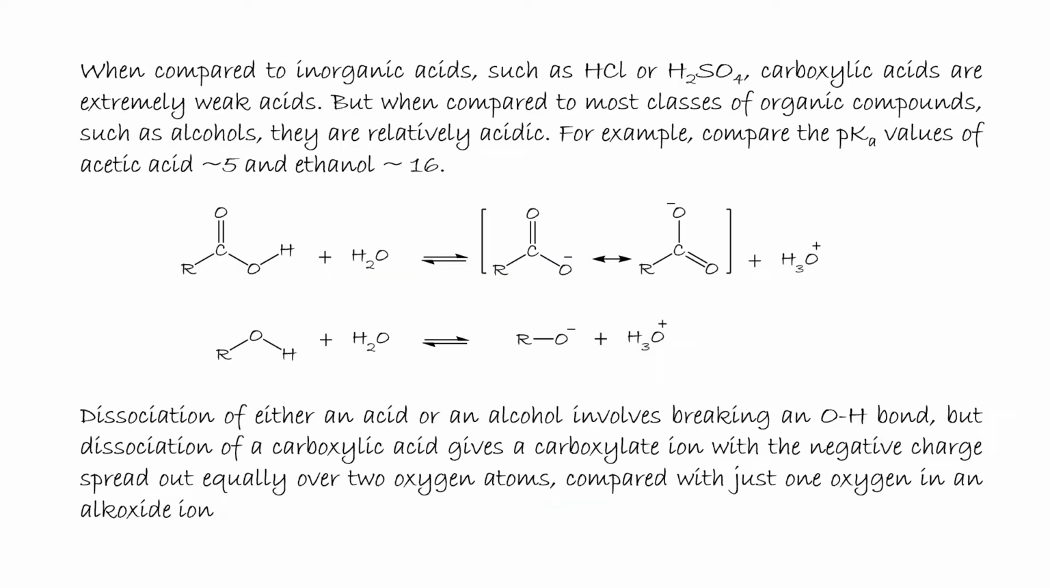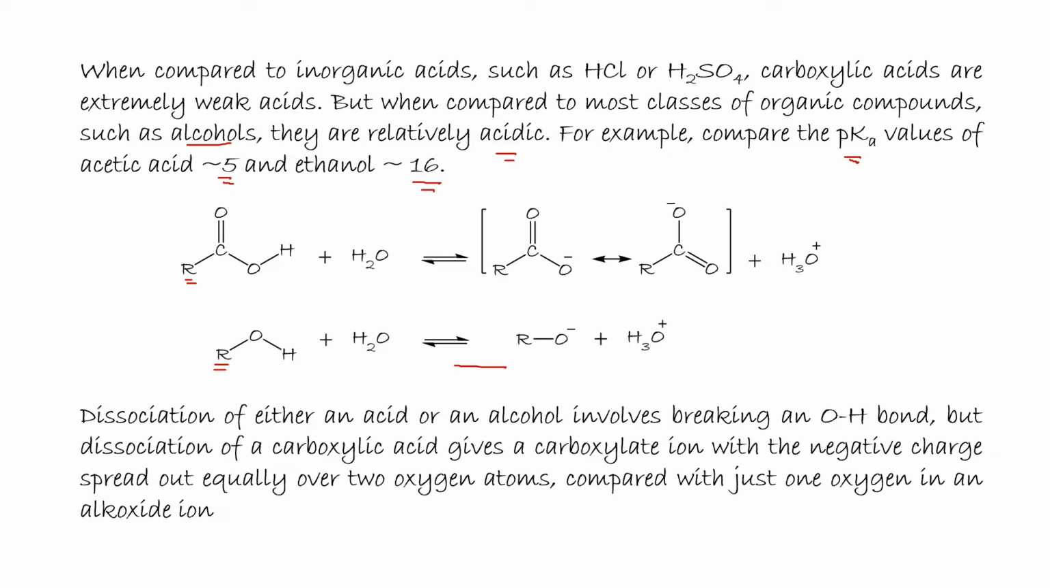When compared to inorganic acids such as HCl or sulfuric acid, carboxylic acids are extremely weak acids. But when compared to most classes of organic compounds such as alcohols, they are relatively acidic. For example, pKa of acetic acid, CH3COOH, is around 5. For ethanol, C2H5OH, the pKa for this dissociation is 16, which is a weaker acid.